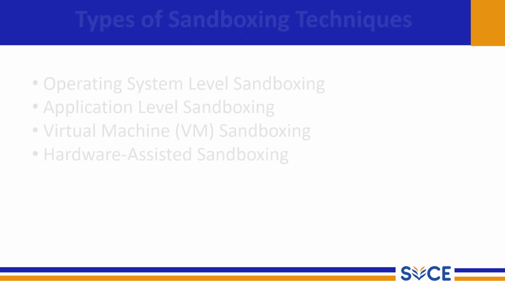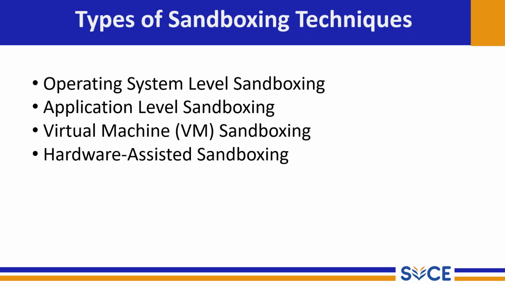Now, the types of sandboxing techniques. We have operating system level sandboxing, application level sandboxing, virtual machine sandboxing, and hardware-assisted sandboxing. First, operating system level sandboxing uses features built into the OS to create isolated environments. Examples include Windows Defender Application Guard and macOS App Sandbox.